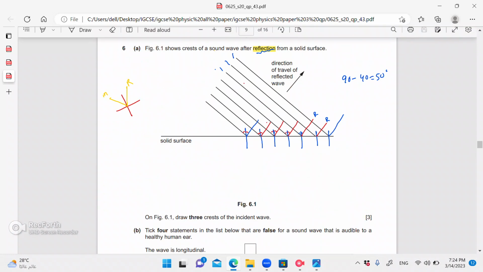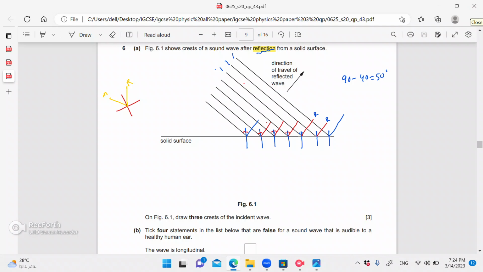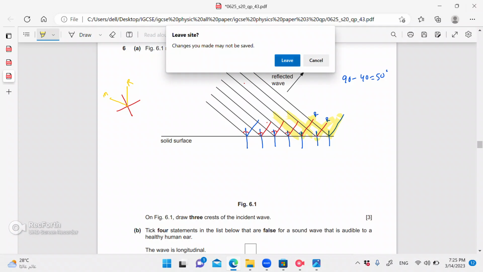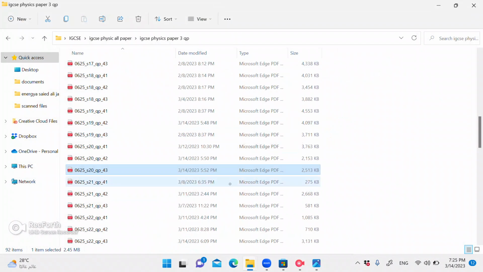So this is also the same, they are asking about reflection. So the same thing you will do, but that one was coming from the other side. Here the incident rays are coming from this side, so you will draw the reflected ray this side. This is coming from this side, draw it that side. This is coming from this side, draw it this side.